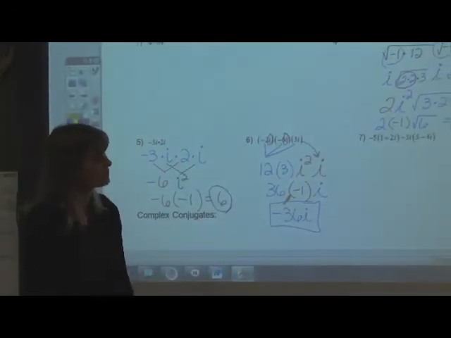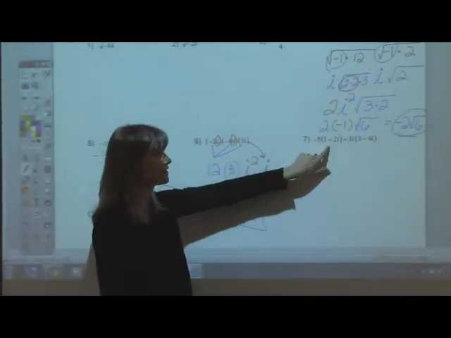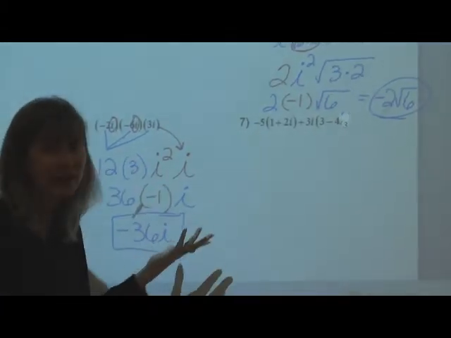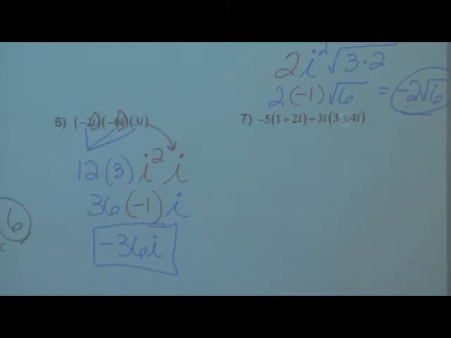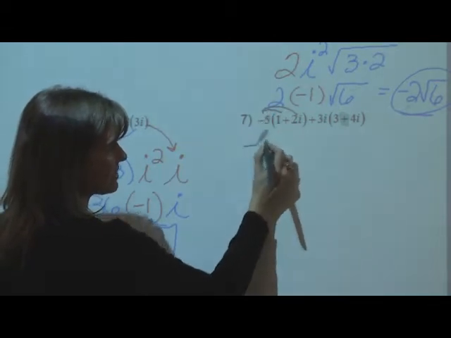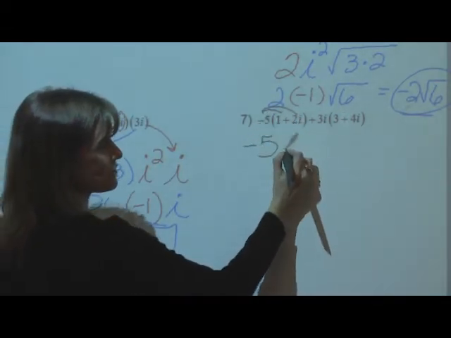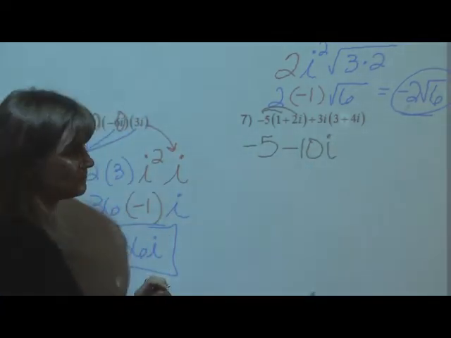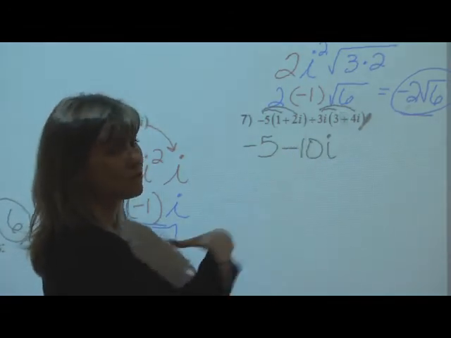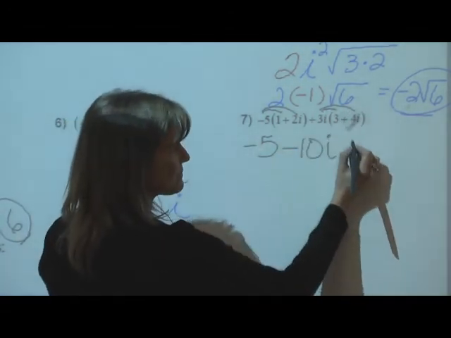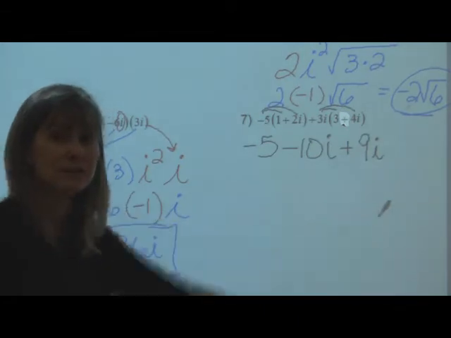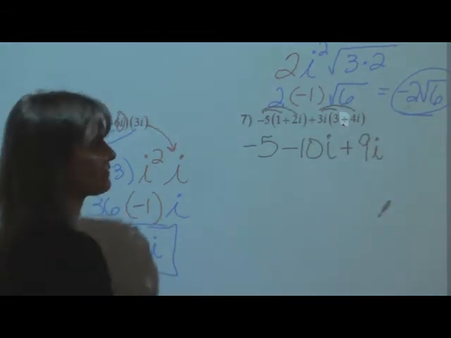So when you get something like number 7, where you've got a number directly outside of a parenthesis, same thing. You guys would normally do the distributive property. That's fine. Keep doing it. On your distributive property, I am going to take -5 times 1, which is -5. -5 times 2i is -10i. On this side, when you distribute, I like to draw the arrows just to remind myself, don't forget the second number. 3 times 3 is 9i. I'm going to treat that just as if I would an x or a z or a c or whatever letter it would be.